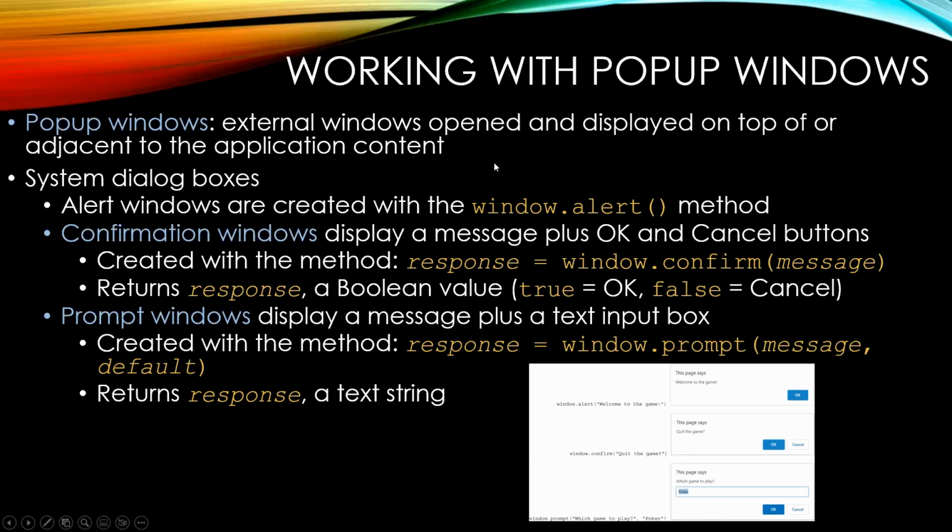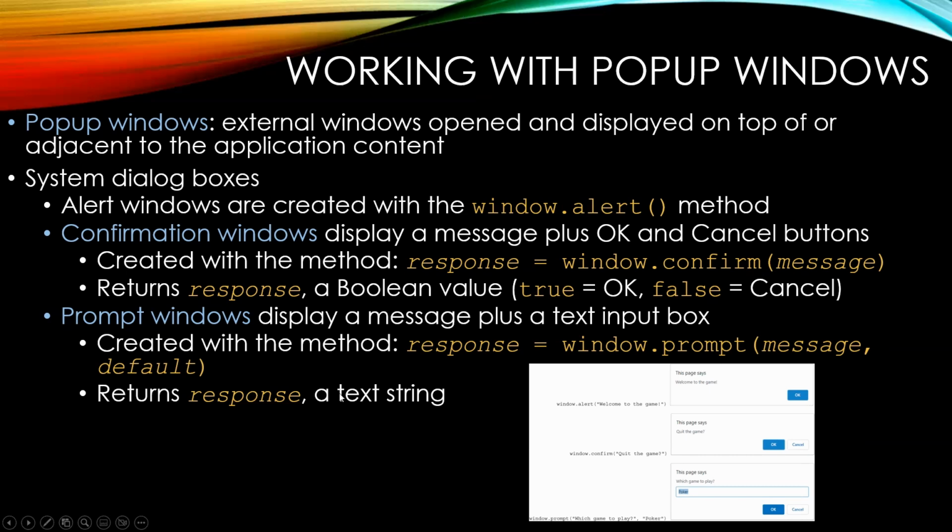A confirmation window typically displays a message plus an OK button or a cancel button, and that is basically asking your user, are you sure you want this? And from that, we can say window.confirm for a confirmation window where we have a message. It's going to return a true, which is okay, or a false, which is cancel.